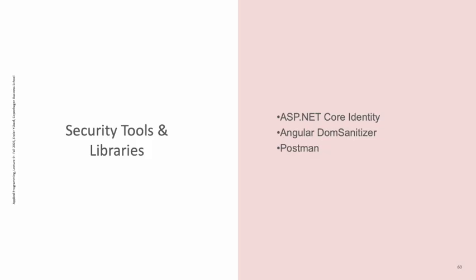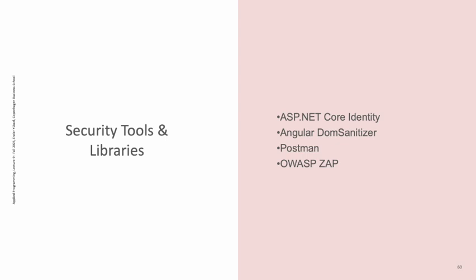Postman is a powerful tool for testing APIs. You can simulate requests, test authentication, and inspect responses. It's great for verifying that your backend is secure and behaves correctly under different conditions. OWASP ZAP, the Zed Attack Proxy, is a free security scanner that can automatically test your web applications for vulnerabilities. It simulates attacks like cross-site scripting and SQL injection and provides detailed reports. It's beginner-friendly and widely used in the industry.